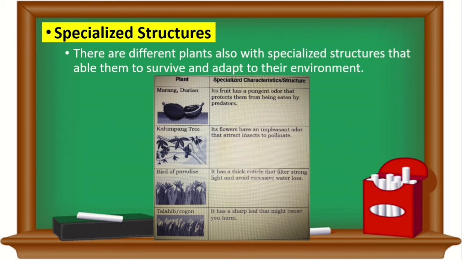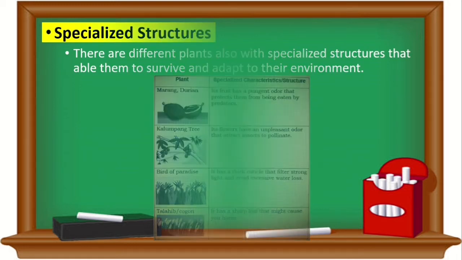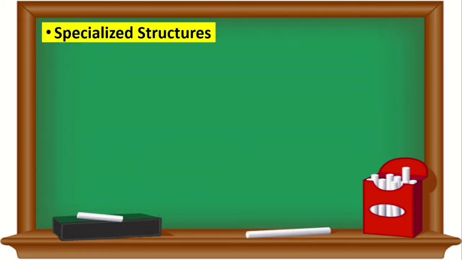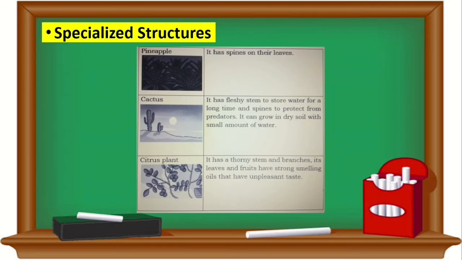Next is kalumpang tree. The flowers of kalumpang tree have an unpleasant odor that attract insects to pollinate. Next, bird of paradise. It has a thick cuticle that filters strong light and avoid excessive water loss. Next, talahib or cogon grass. It has a sharp leaf that might cause you harm. Next, pineapple. It has spines in their leaves.